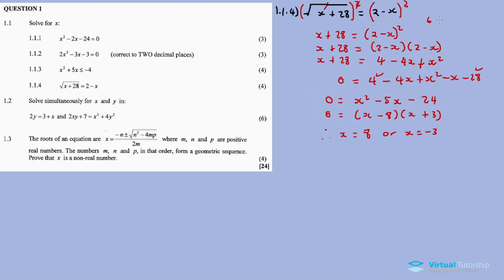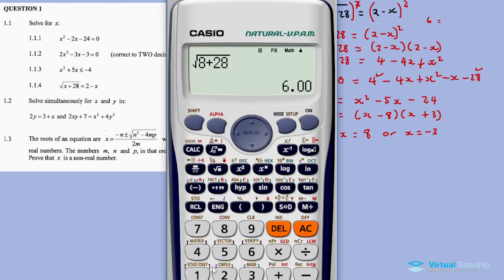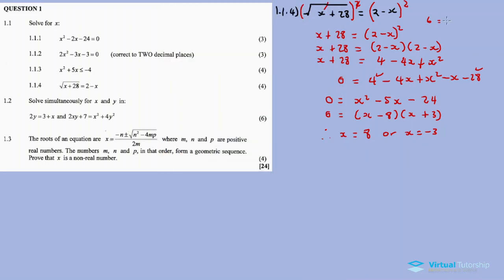Is equal to 6 for 8, and then the right hand side is 2 minus 8. It's negative 6. So 6 is equal to negative 6. This is not true. So it means that x equal to 8 is not our solution because the left is not equal to the right.